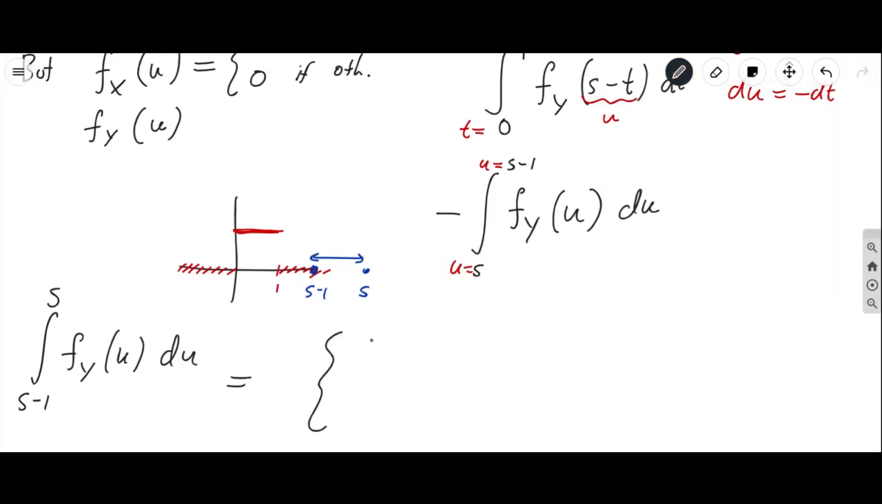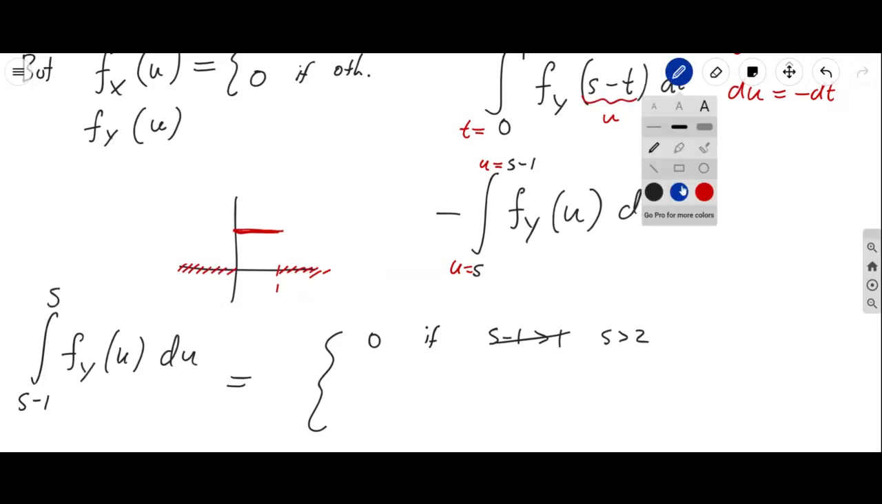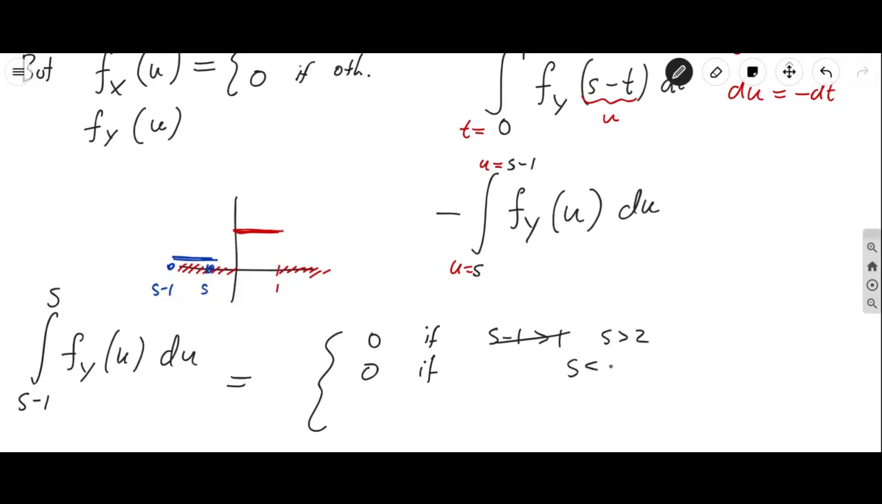So then we have a bunch of cases. This is going to be 0 if s minus 1 is greater than 1, which is another way of saying s is bigger than 2. Likewise, if s was to the left, if s was over here, s minus 1 would be there, and then we're just integrating 0. So it would be 0 if s was less than 0. And then it's the intermediate cases that are a lot more interesting.